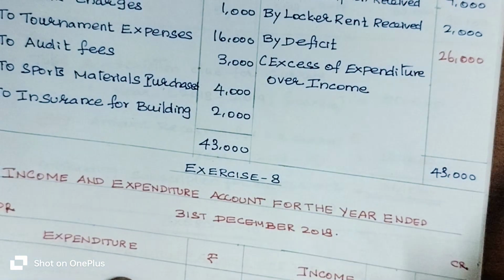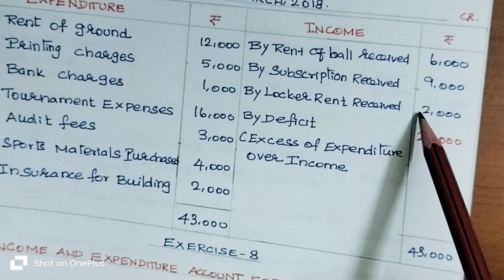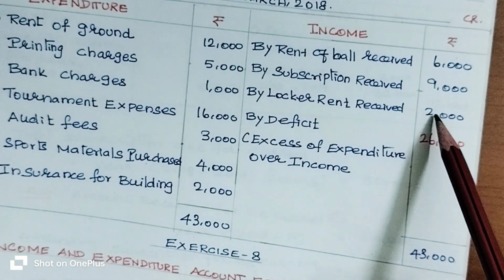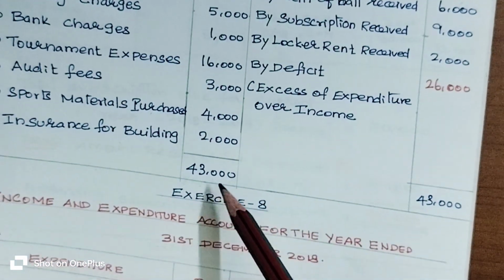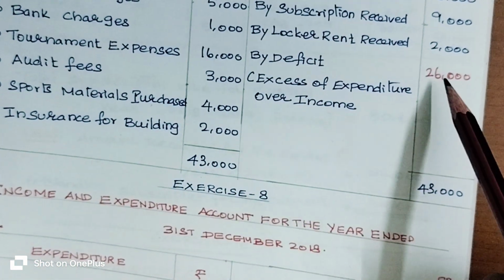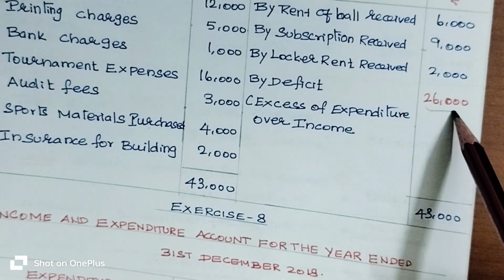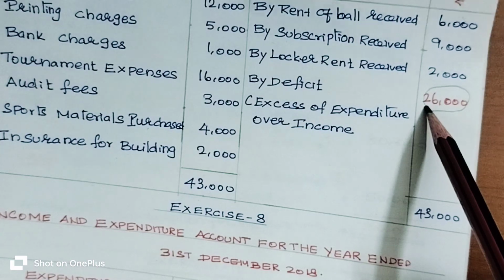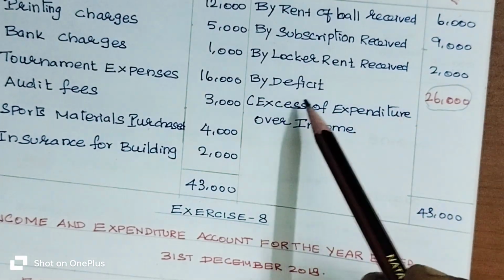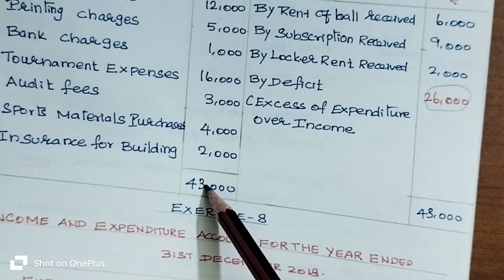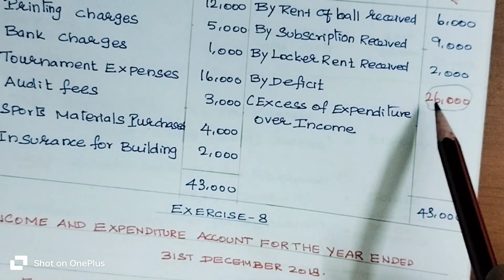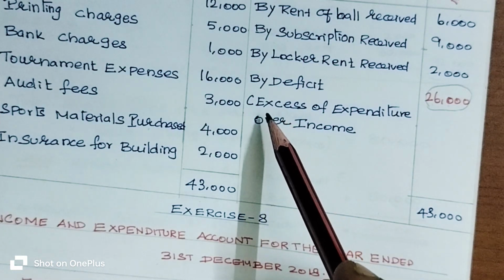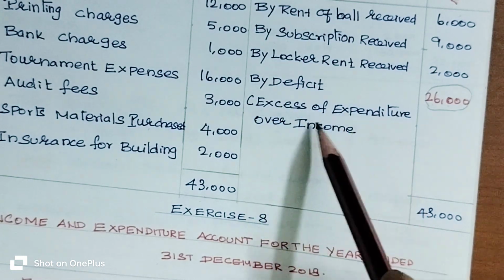Okay, then after we have to add the credit side amounts, and from the credit side total amount, we have to subtract 43,000. You will get the difference value. Balancing figure is 26,000 rupees. Okay, so you have to write, if you get the total on debit side, on credit side you will get the deficit. By deficit 26,000, within the bracket you have to write excess of expenditure over income.